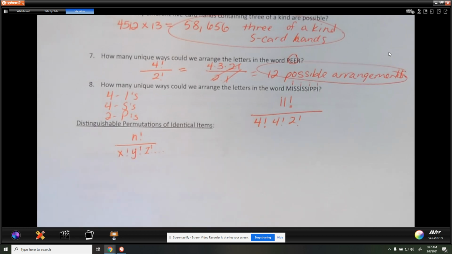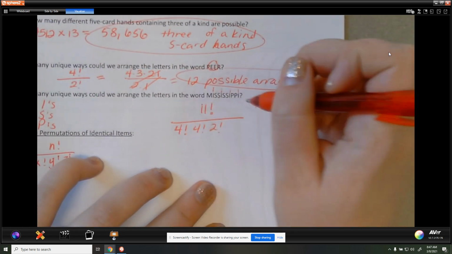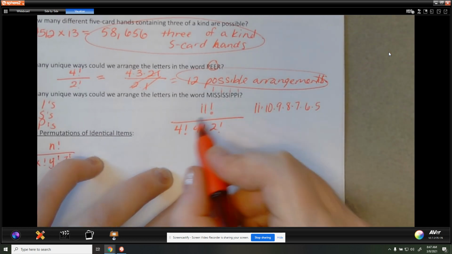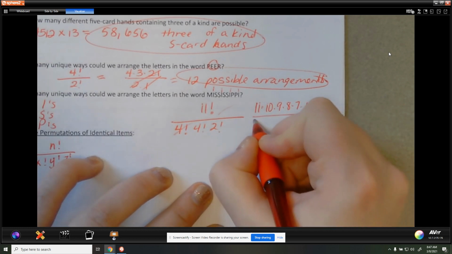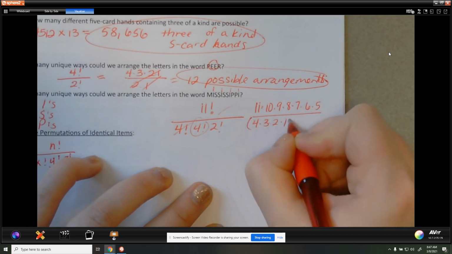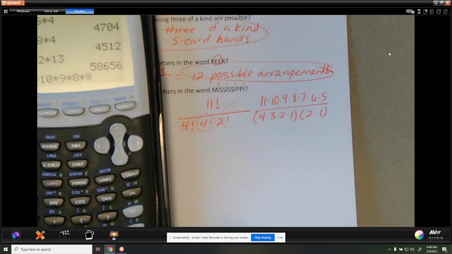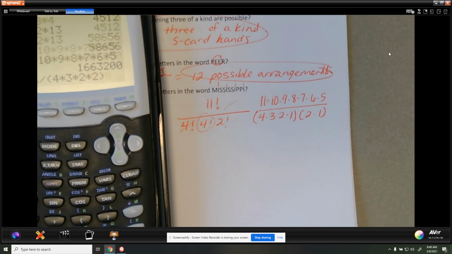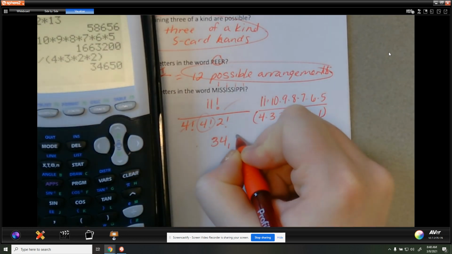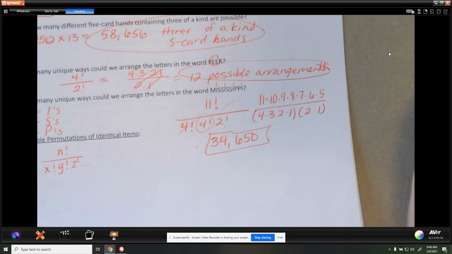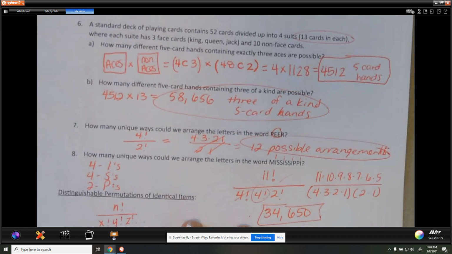No, good. So let's see, we take out 4 factorial, so this is 11 times 10 times 9 times 8 times 7 times 6 times 5. No more 4s because we eliminated 4 times 3 times 2 times 1. But then I got another 4 times 3 times 2 times 1 from the S's, and another 2 times 1 from the P's. So 11 times 10 times 9 times 8 times 7 times 6 times 5 divided by 4 times 3 times 2 times 2. So we get 34,650 possible ways to arrange the letters in Mississippi uniquely. And that is the end of your 2.4 homework.